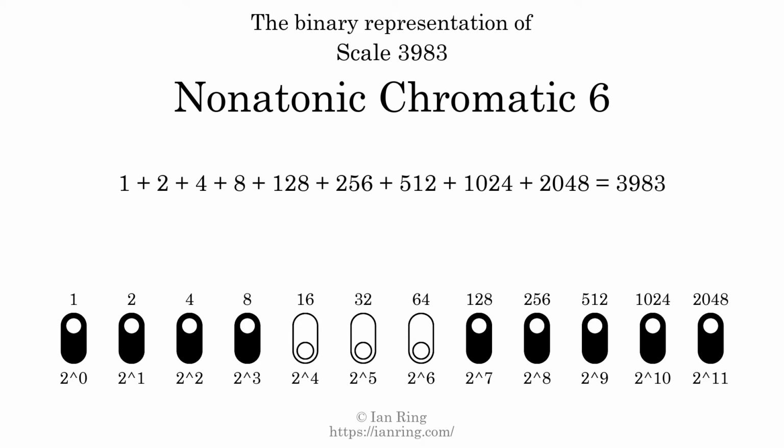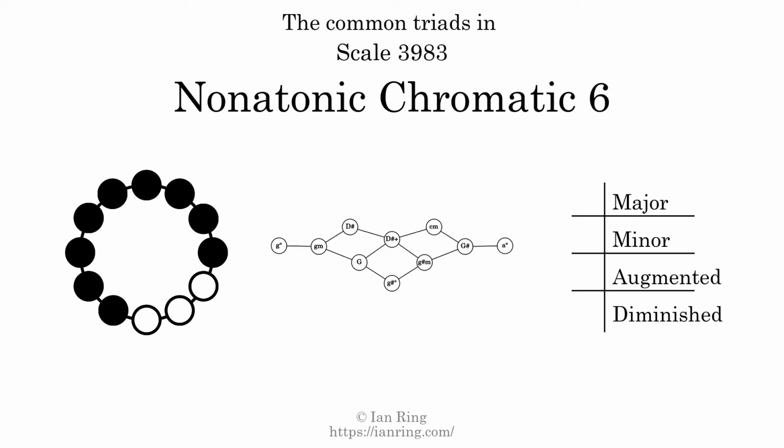3983. The scale number not only enumerates the scale with a unique index, but it also literally describes the tonal content of the scale. Represented as a binary number in base 2, the scale number is 1111100011111. Here are the common triads present in this scale.